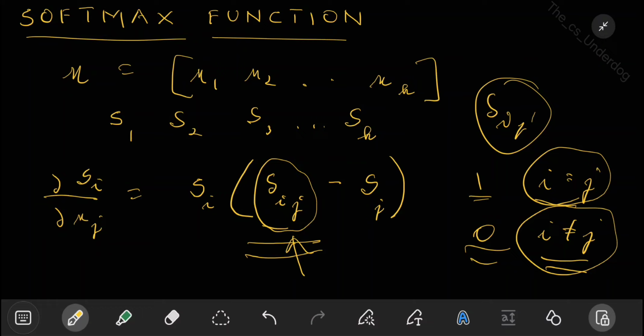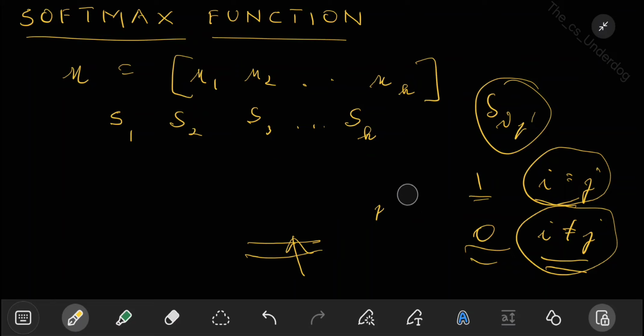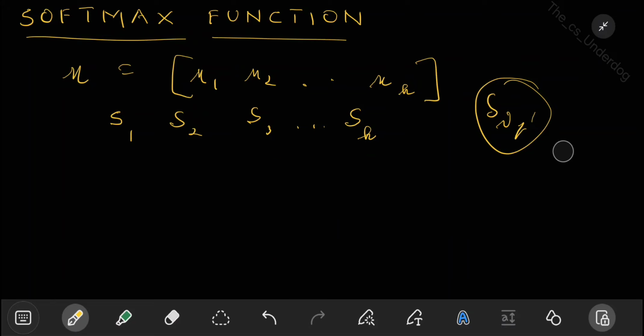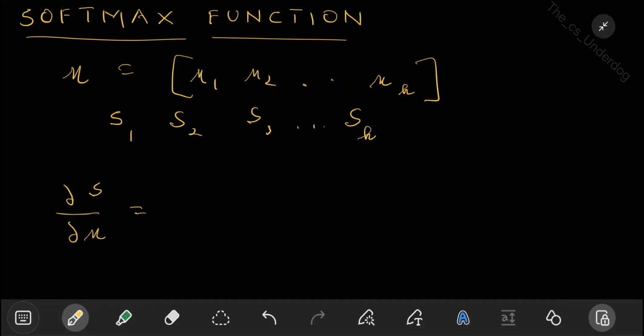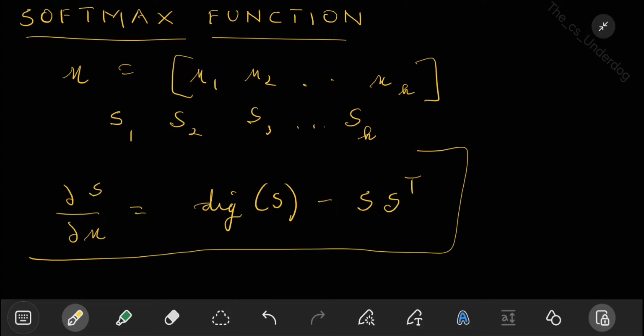And one more thing is that if you are calculating this in matrix form, how do you calculate in matrix form? You take the whole vector and calculate it once. That is, instead of calculating for each of the Si, you consider the vector S and directly convert it into matrix form. In that case, if you are taking the derivative, del by del x of the softmax will be the diagonal matrix of S minus S S transpose. This will be your derivative.